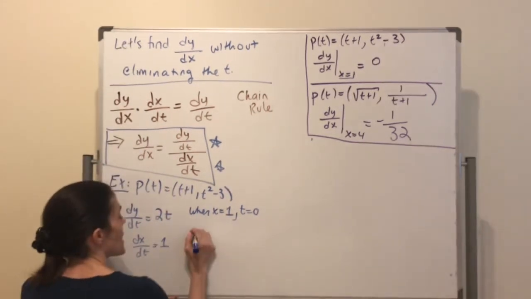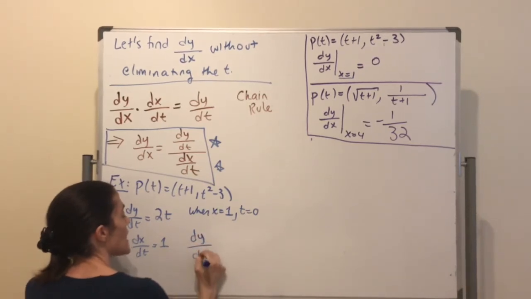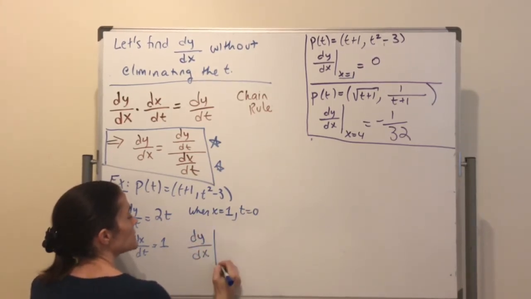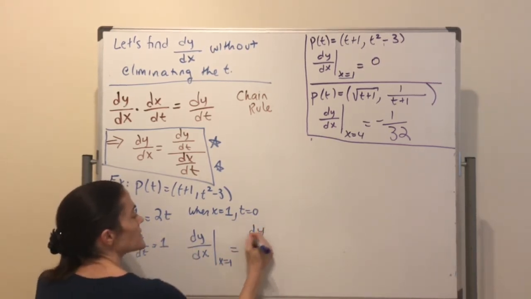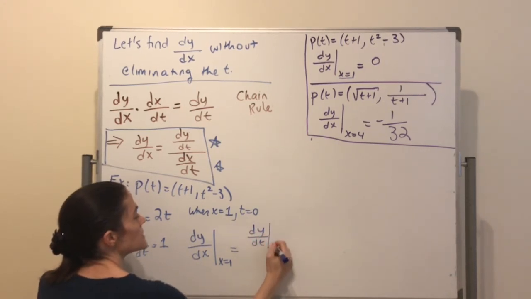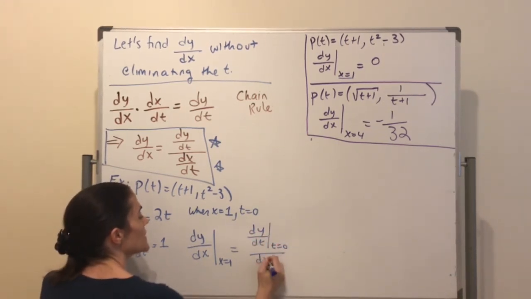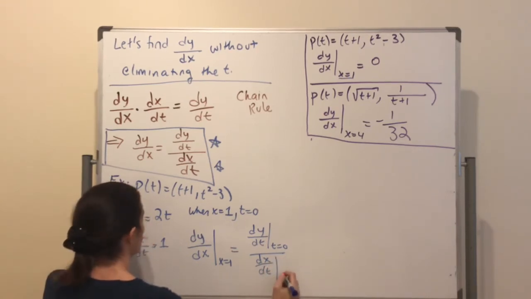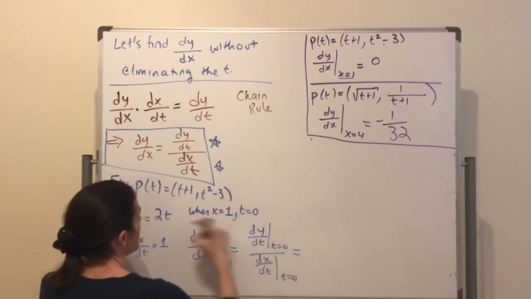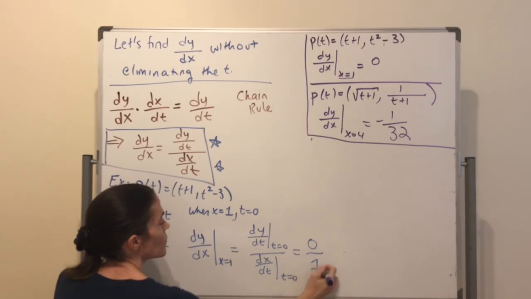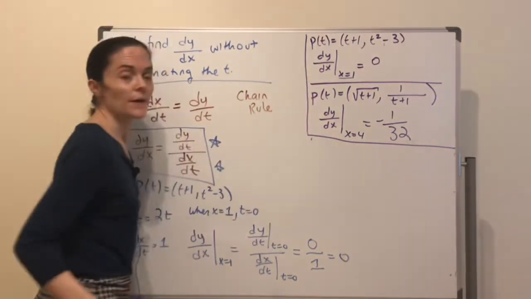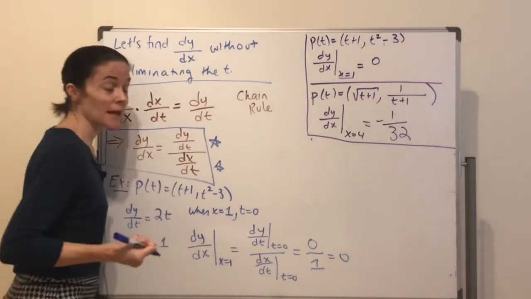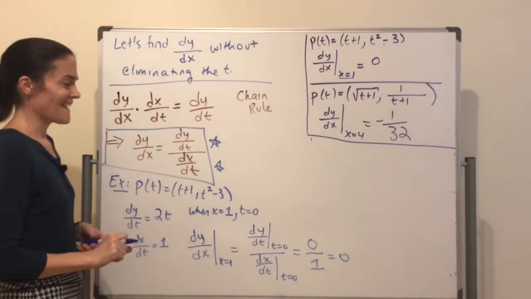So then dy/dx at x equals 1 would be, I'll write it this way, dy/dt when t is 0 over dx/dt when t is 0. And this is just 0 over 1, which is 0. So this matches exactly what we found, but you notice I did not eliminate the t here.